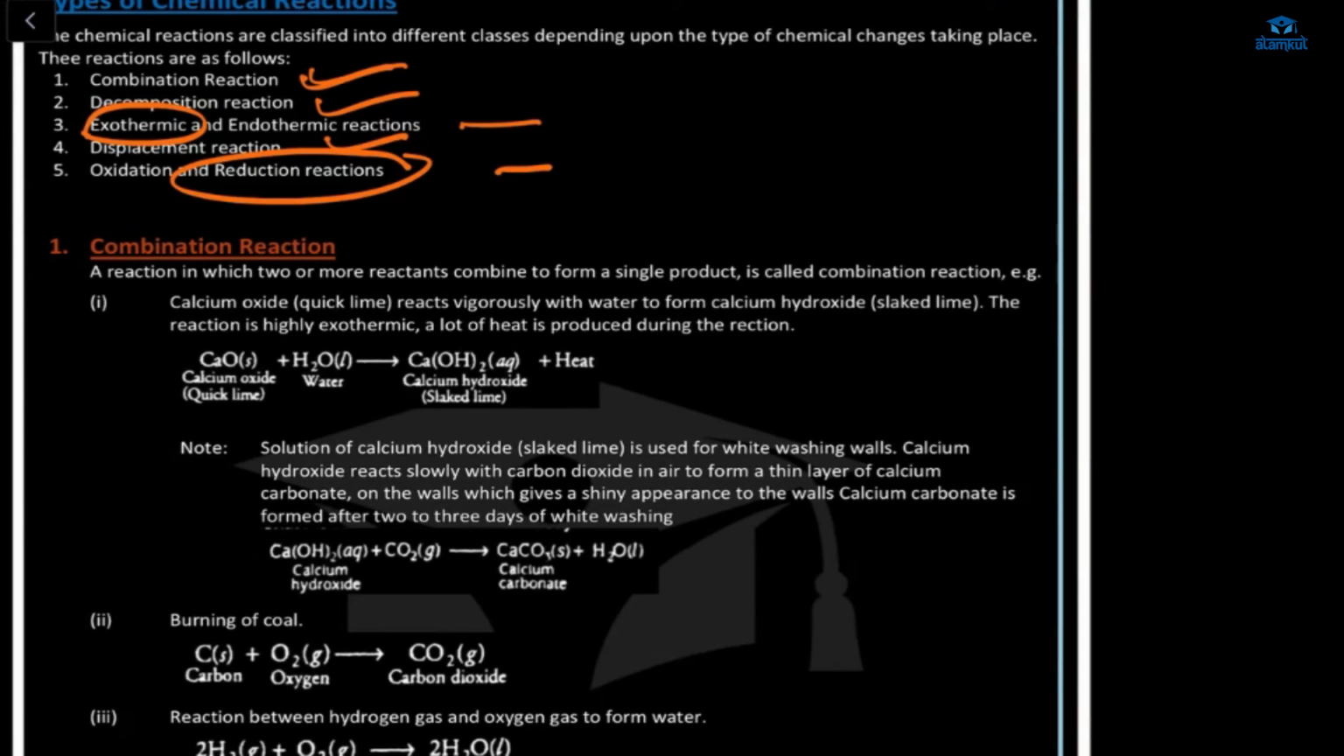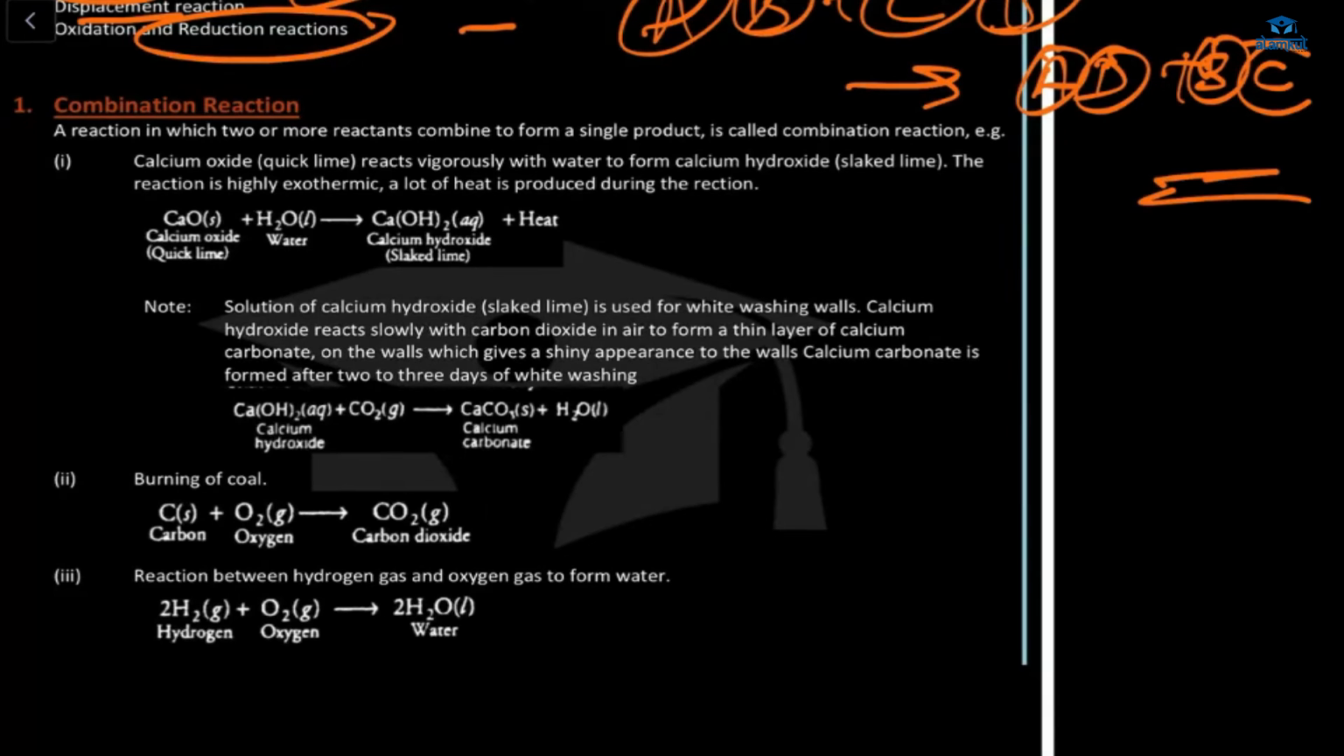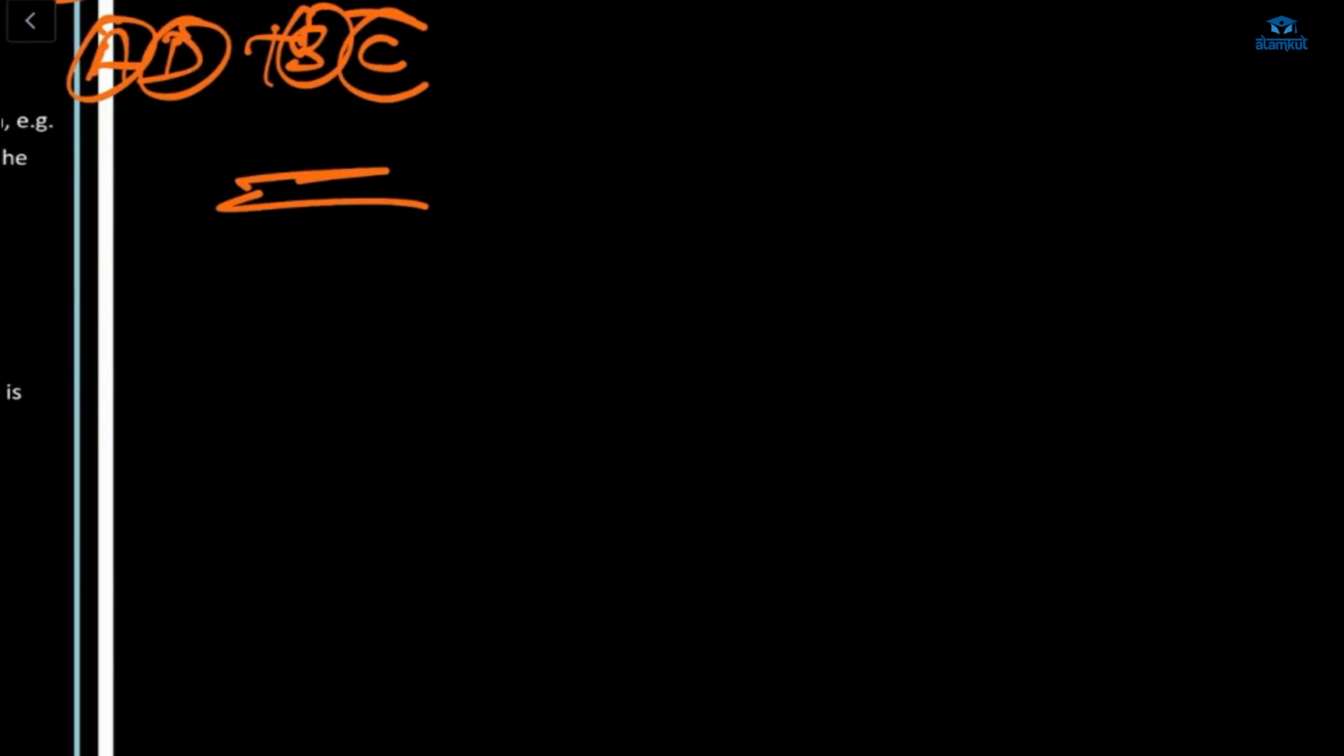Decomposition also done. Decomposition is just the opposite of combination. Displacement done, if one displaces the other. Double displacement means like AB plus CD giving AD plus CB. This is my double displacement reaction. Okay. Can you give an example for double displacement reaction? Yes. Let's take one example here. Double displacement reaction. Let's write DD reaction.